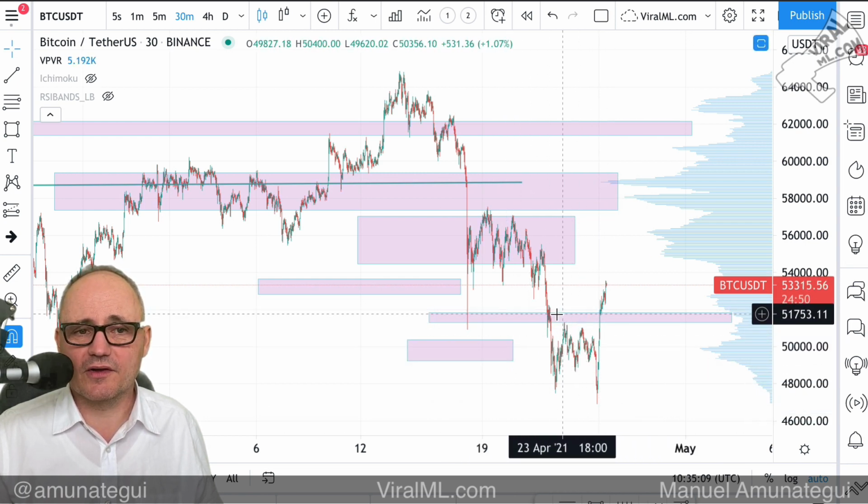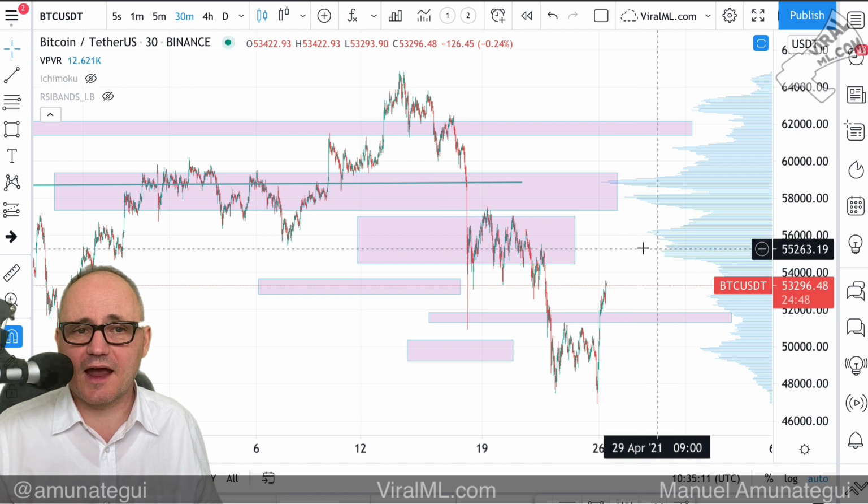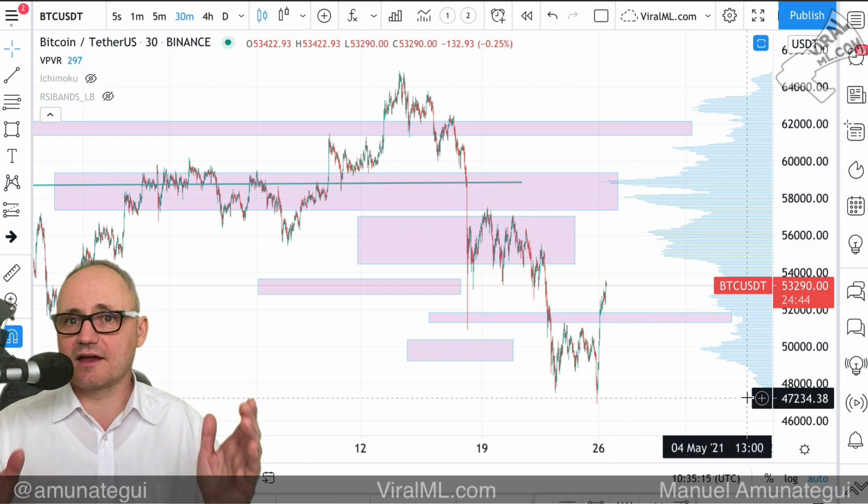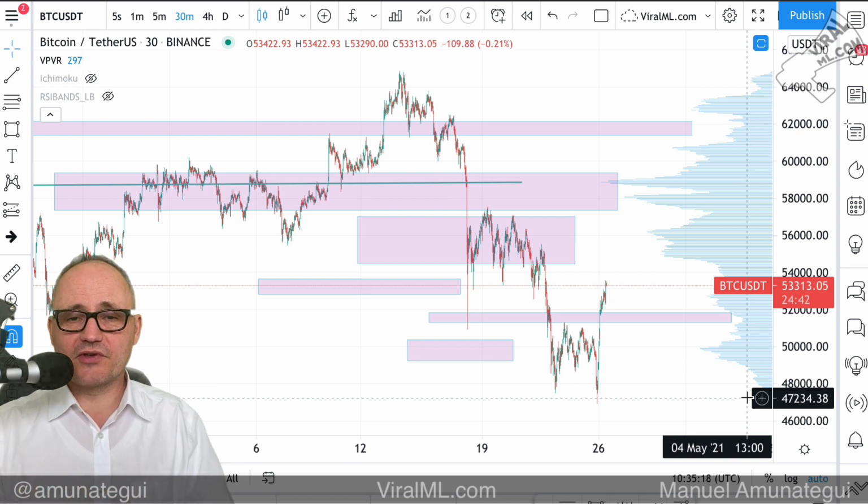We went through this zone, and this is going to act as a magnet, and it may even act as a rejection and take us up to 60. Again, I don't know. One of my rules, I'm trying to write a series of trading rules, and my first rule is nobody knows anything.